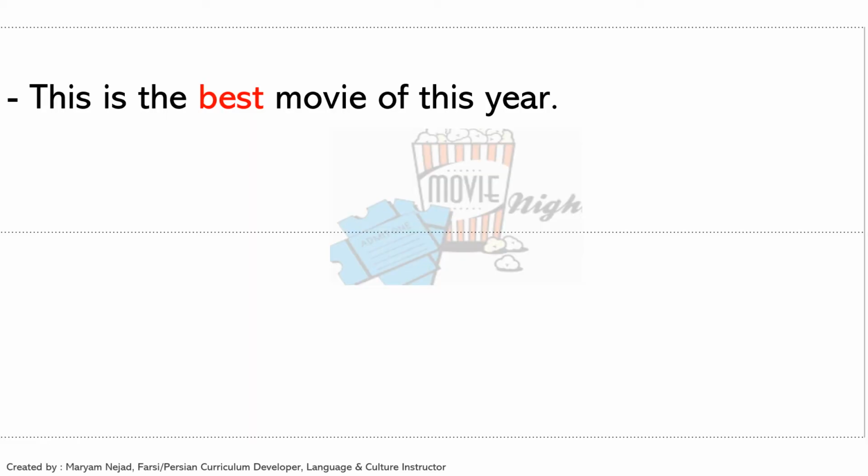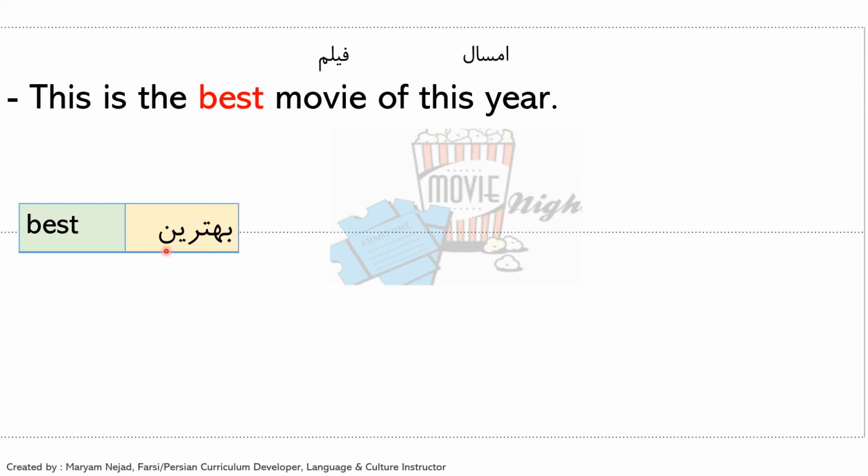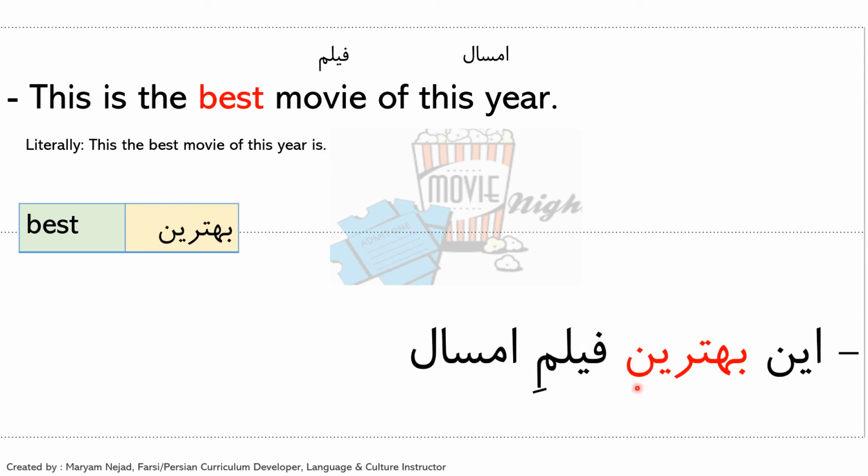Let's see an example with the best. So we want to say this is the best movie of this year. So again, the best is بهترین. And then movie is فیلم, and this year is امسال. This year is not in sal. It's wrong. امسال. All right. So literally we need to say something like this: the best movie of this year is. این بهترین فیلم امسال است.